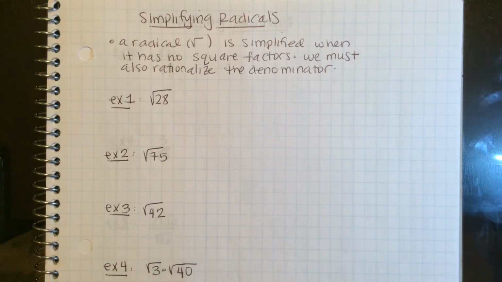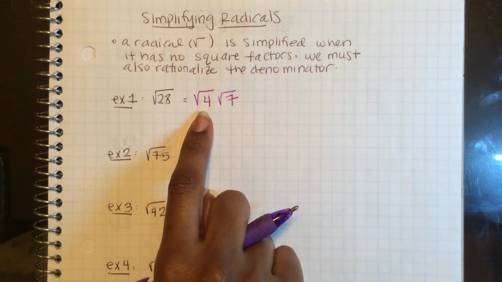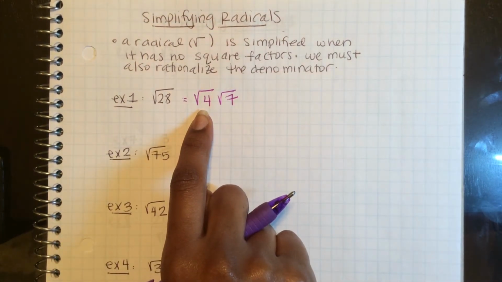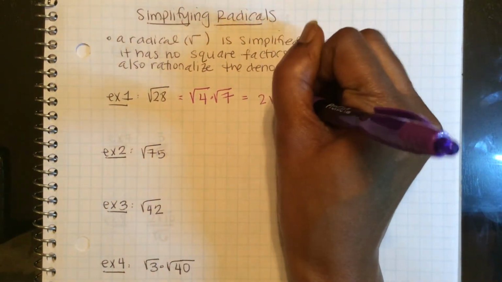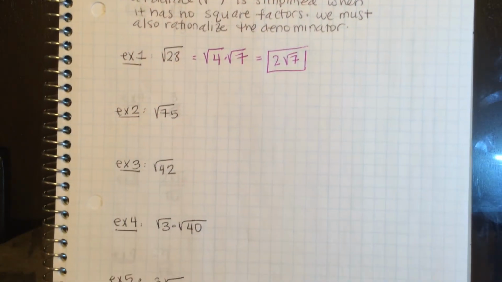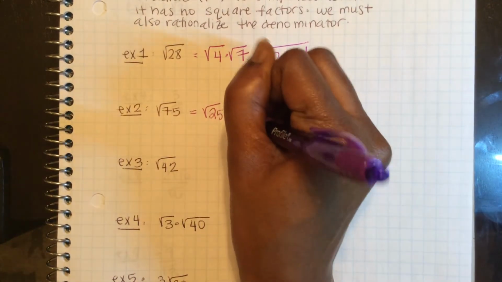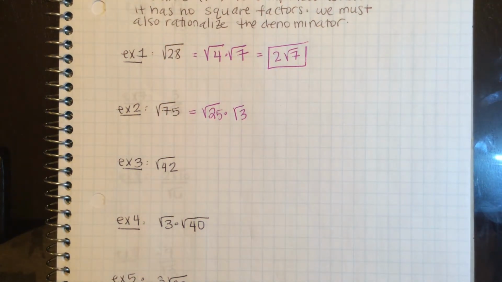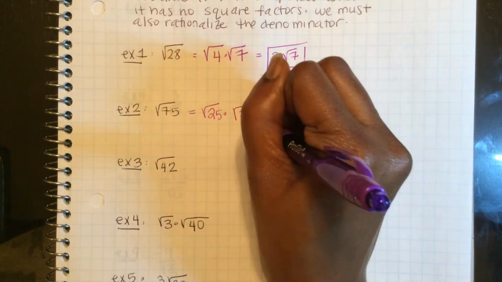So we need to see if there are square factors. Here in example 1, square root of 28, I see a perfect square factor that divides into 28 is 4. So I break it up into square root of 4 times square root of 7, which is 2 square root 7. This might be ringing a bell to some of you now as we got into our first example. Here in example 2, square root of 75, the largest perfect square that I see as a factor is 25. Square root of 25 is 5, so 5 square root 3.